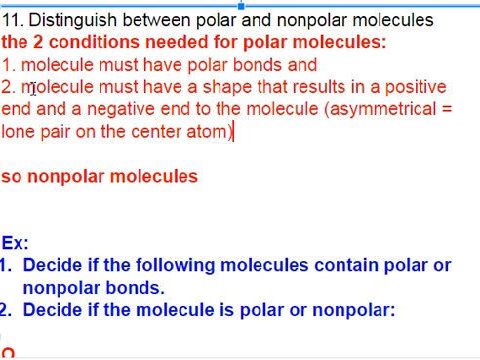Okay, so the first condition is that they have polar bonds. If they have polar bonds, then you have to look at the shape and see if the shape is going to allow for a positive end and a negative end to result. Not the bond, the molecule. What makes the shape asymmetrical? We'll look at that.